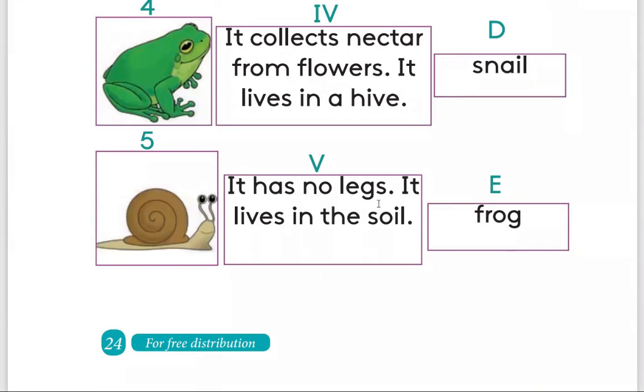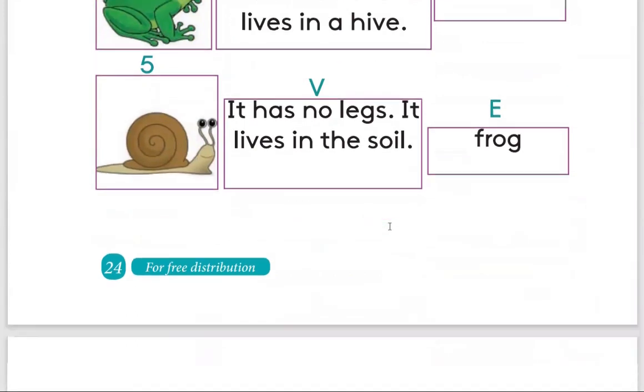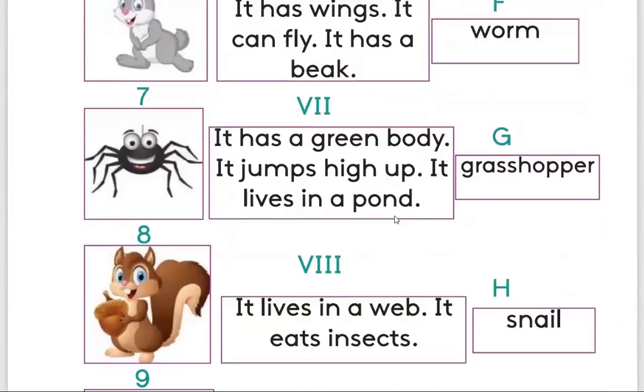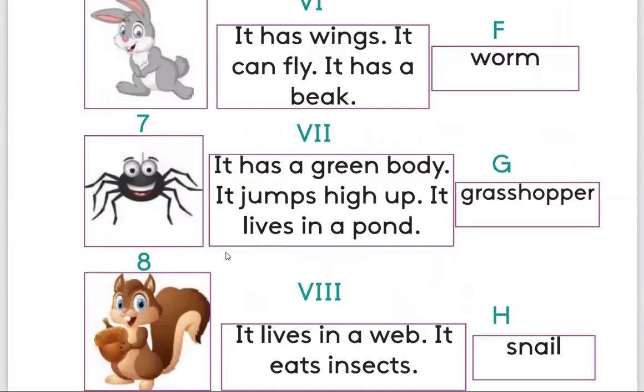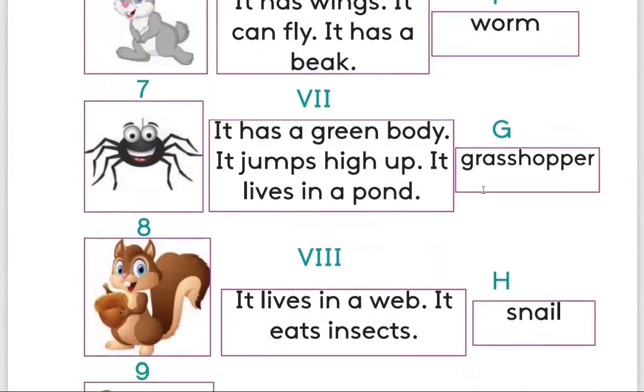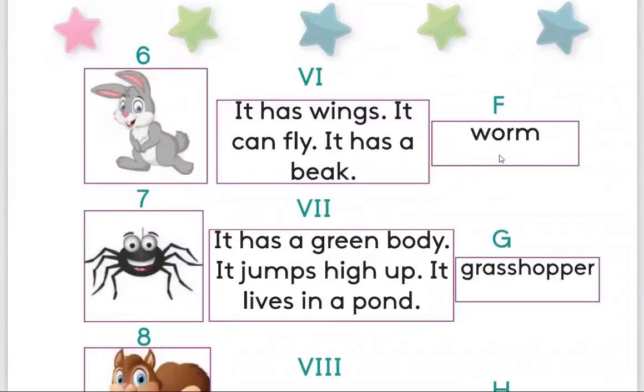It has no legs. It lives in the soil. Soil means, you know this word, we learned, fossil. Who is that? Yes, that is the worm here. How do you write worm? See, W-O-R-M, W-O-R-M. Worm, again worm, right?